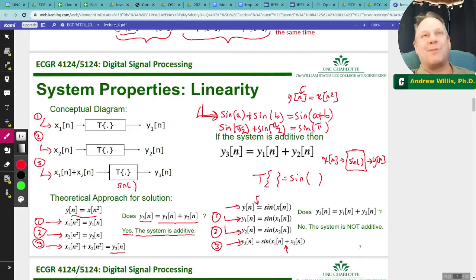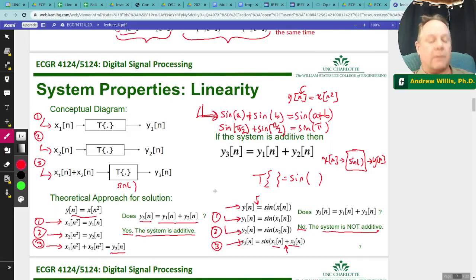So if you took any value, there are values that make this work. But it has to be true for all values. This is only true for a microscopic number of values. So it is certainly not true for all values of x1 and x2. So this is not linear, and the system is not additive. If it's not additive, it's not linear, because it has to be both additive and scale. Any questions on this?